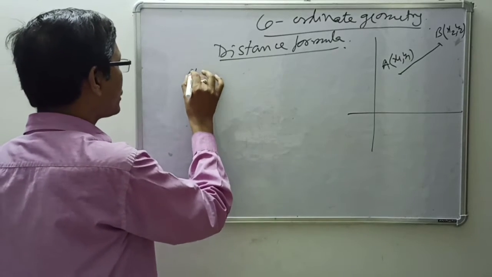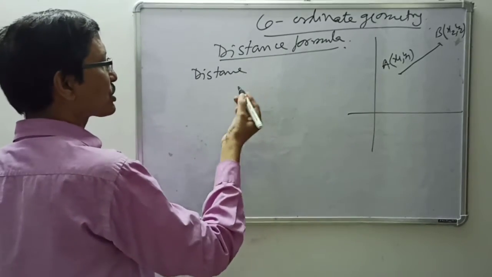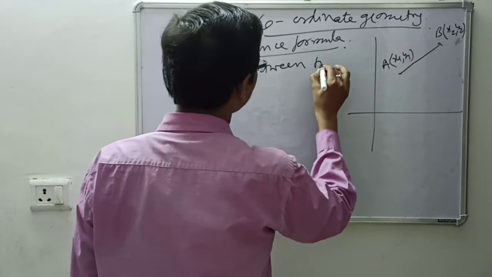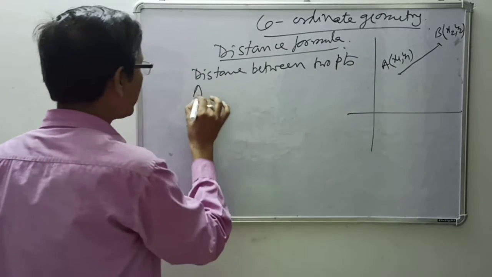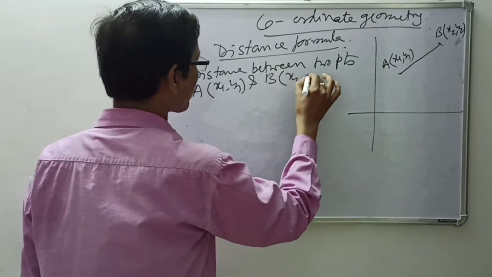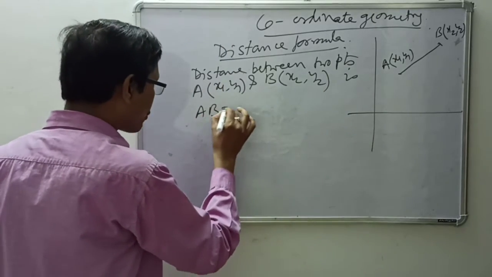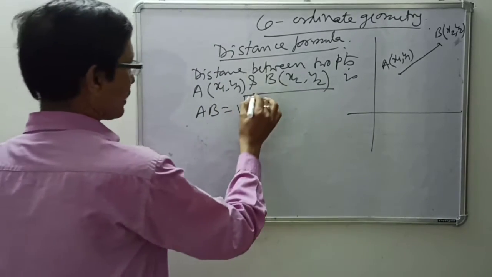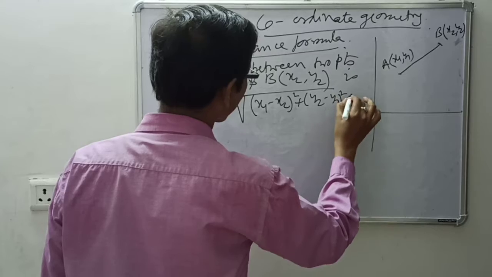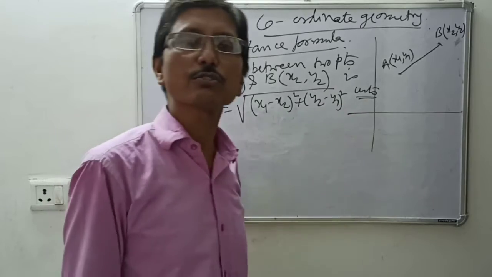The distance between the two points A and B, where A's coordinate is x1, y1, and B's coordinate is x2, y2, is given by AB equal to root under (x1 minus x2) whole square plus (y2 minus y1) whole square. That's in units you can write.